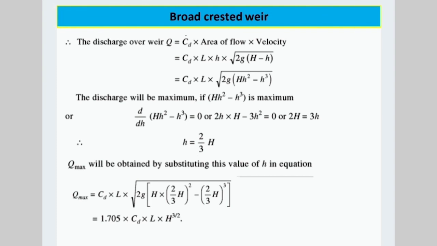Here the discharge will be maximum if (H h squared minus h cubed) is maximum. By differentiating with respect to h, we get small h equal to 2/3 into capital H. By substituting this value of h, we get the equation for Q max as Q max equal to 1.705 into Cd into L into H raised to 3/2.